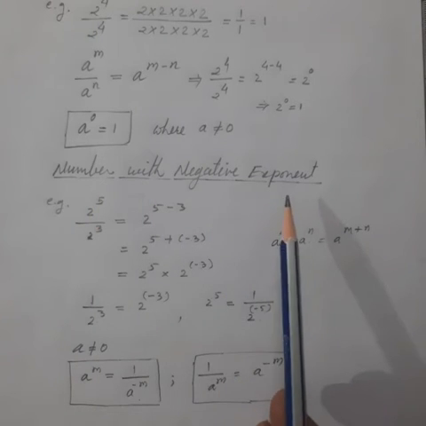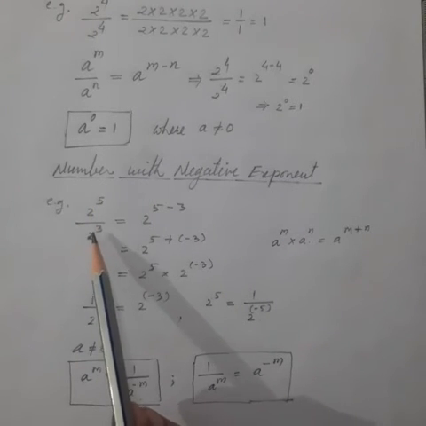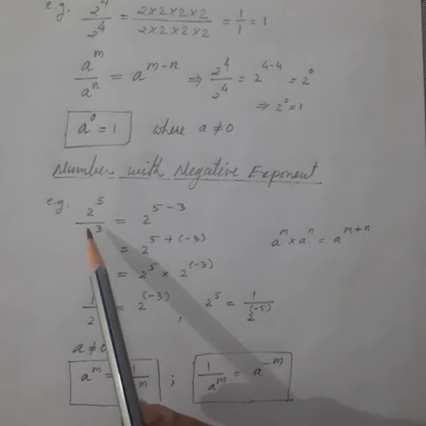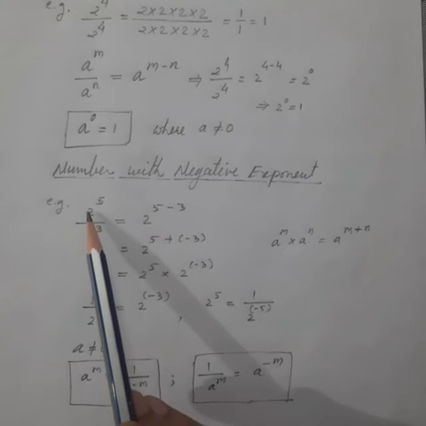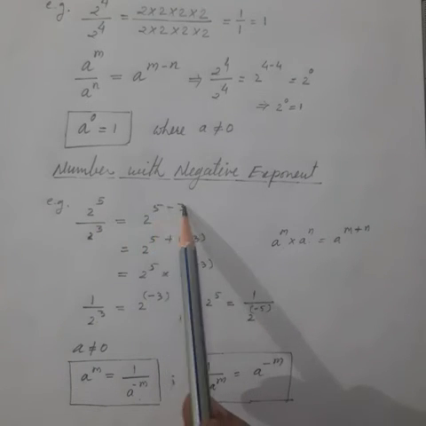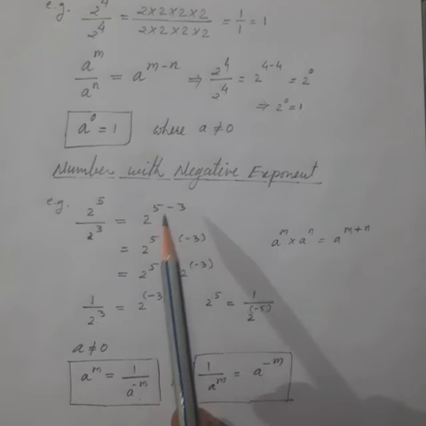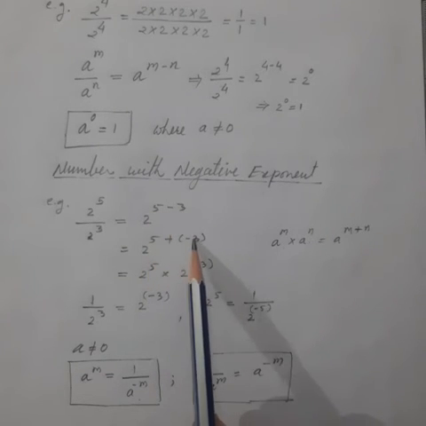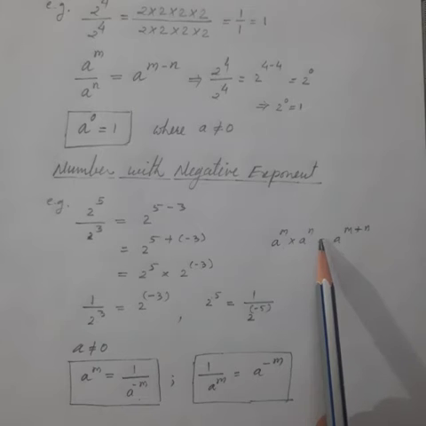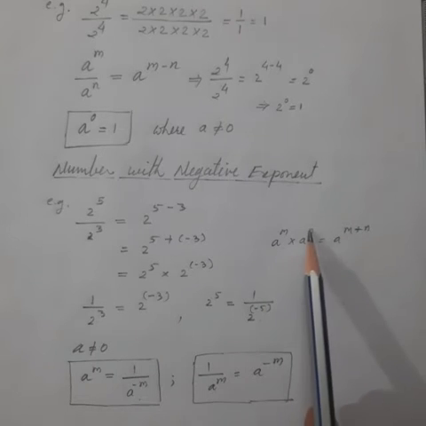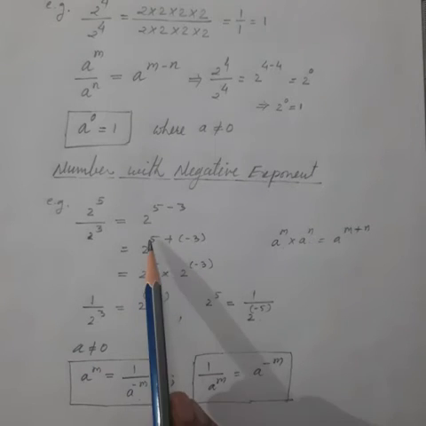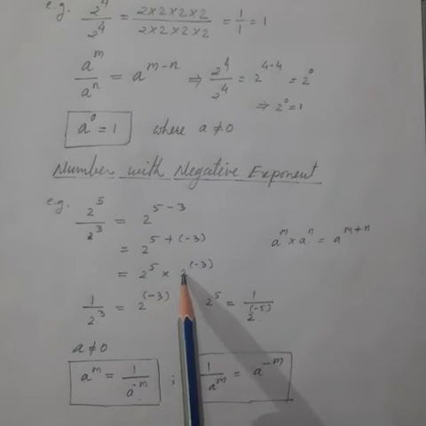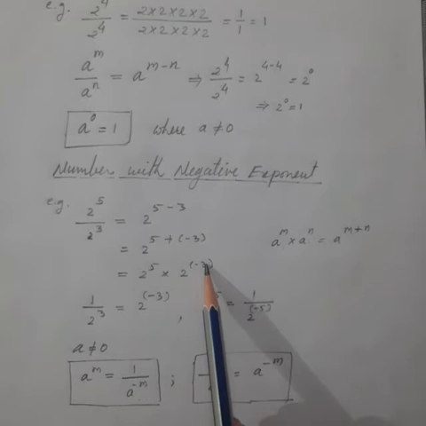Numbers with negative exponents. In this division, the bases of both the numbers are the same, and the power in the numerator is greater. So in the numerator, keeping the base the same, powers are subtracted. This subtraction we can write as 5 plus minus 3, and using this law of exponent we can separate the powers. We can write this as 2 raised to the power 5 into 2 raised to the power minus 3.